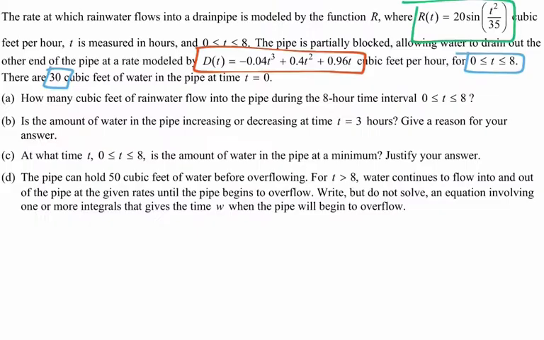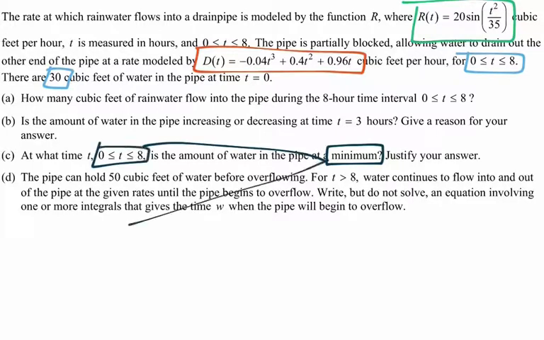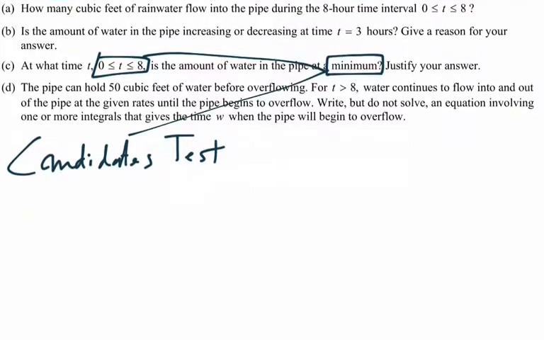Sweet. Alright, part C says, at what time is the amount of water in the pipe a minimum? So we have a minimum and we have a time interval. This means that we need to do the candidates test to determine where we have an absolute minimum on our interval. So let's go ahead and do that.